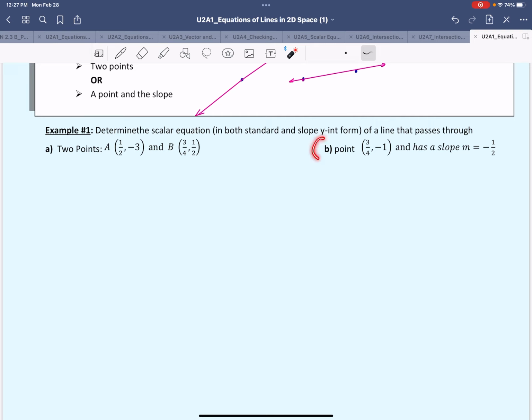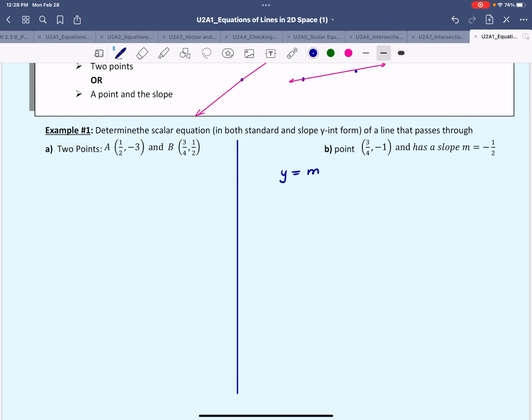And actually, I'm going to start with example 1b because that is a little bit more basic. In question 1b, we are given that the line passes through the point 3/4, negative 1, and it has a slope of negative 1 over 2. We're asked to find both the standard and the slope y-intercept forms of the line, and it's best to start with slope y-intercept form.